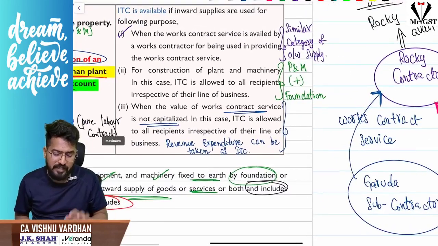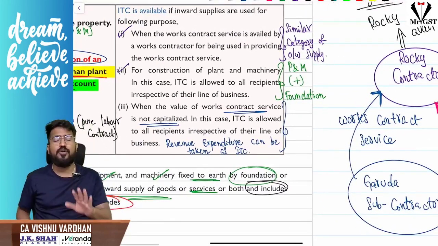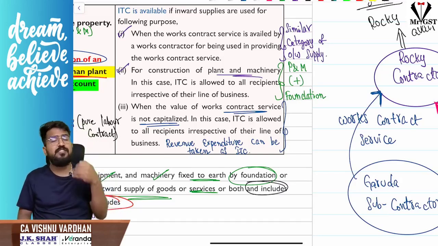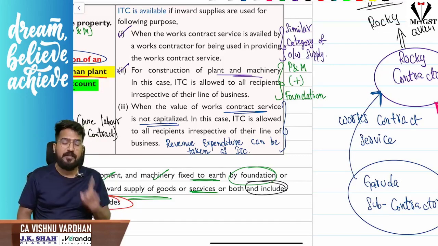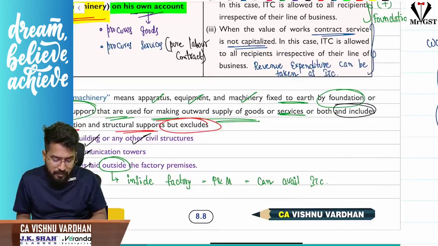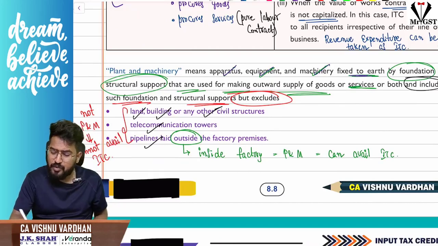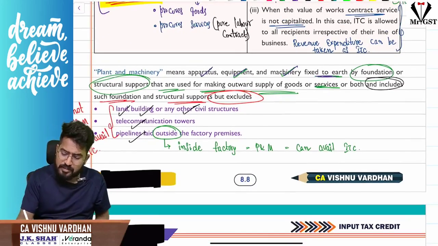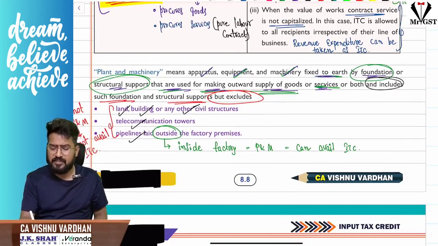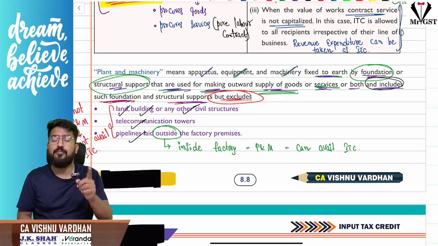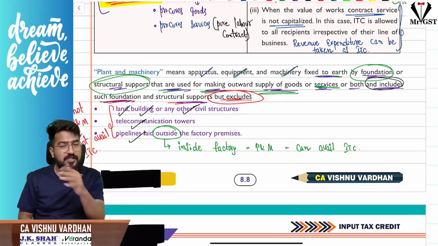Or you are buying these things, that is the works contract or construction on your own account, for plant and machinery, or even for its foundation, still you can take ITC. But understand here the important thing is that plant and machinery means any apparatus or equipment or machinery fixed to earth by foundation or structural support, and that are used for making outward supply of goods or services or both, and includes such foundation and structural supports. But here the point is not inclusion, sir, the important point is exclusion, because plant and machinery you can take ITC.